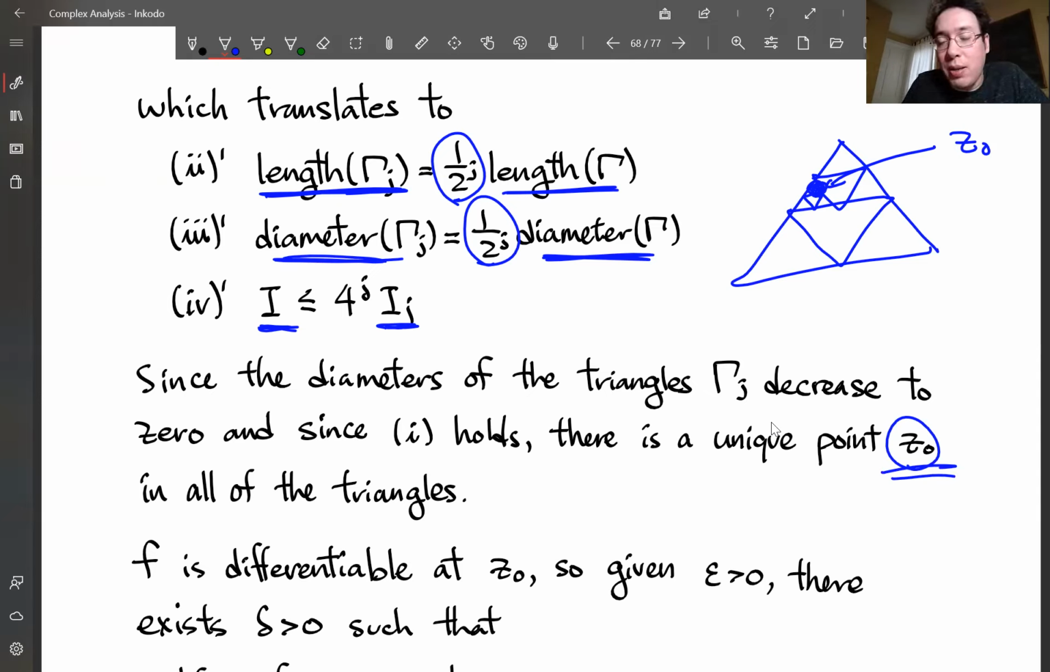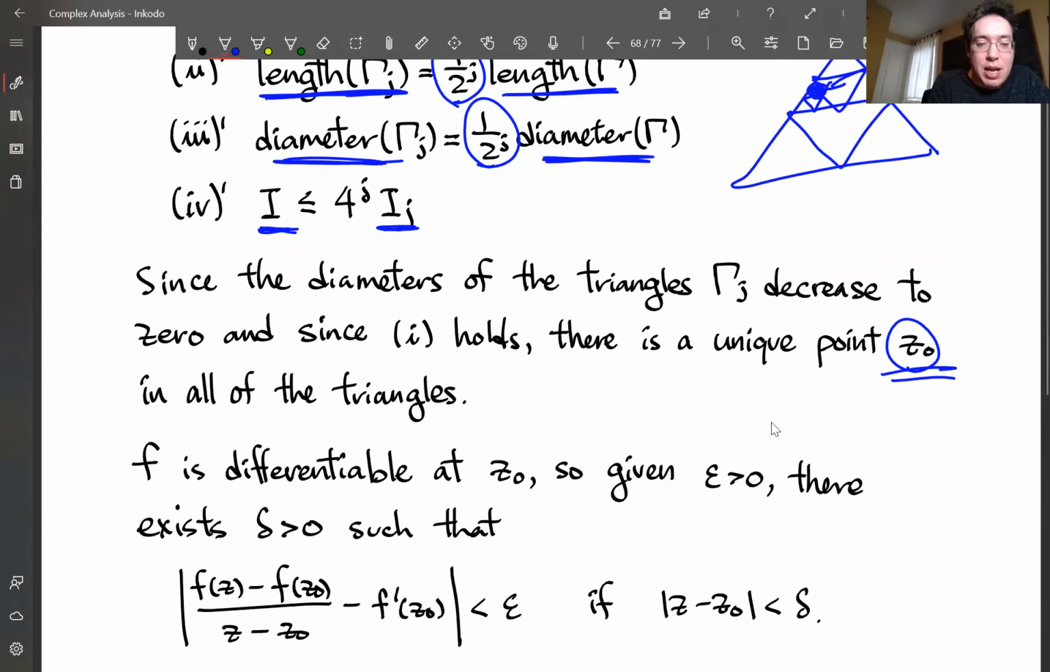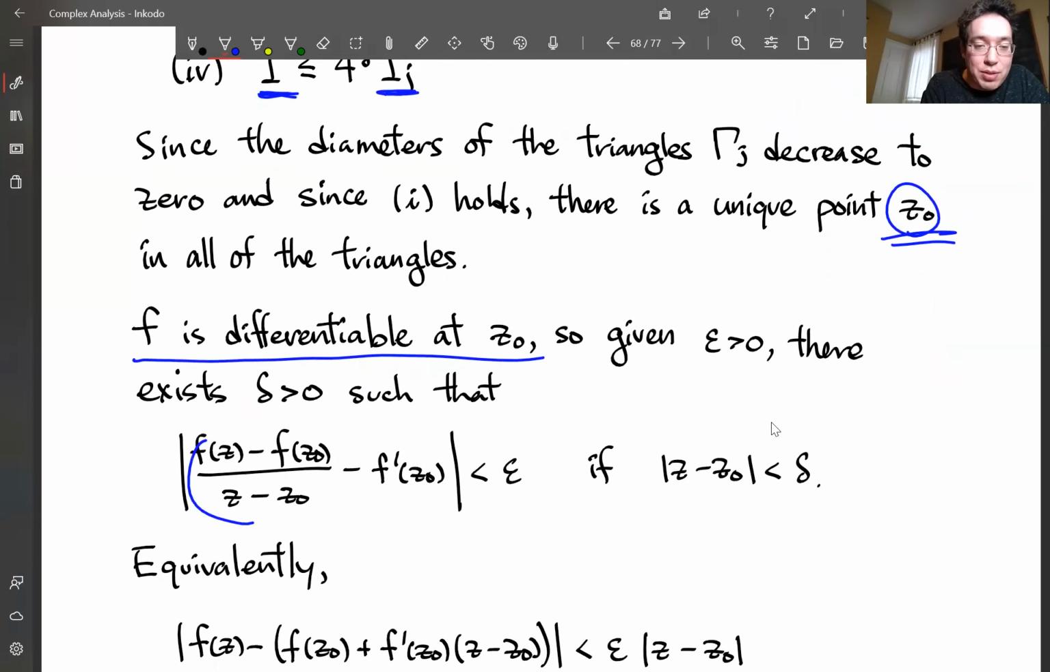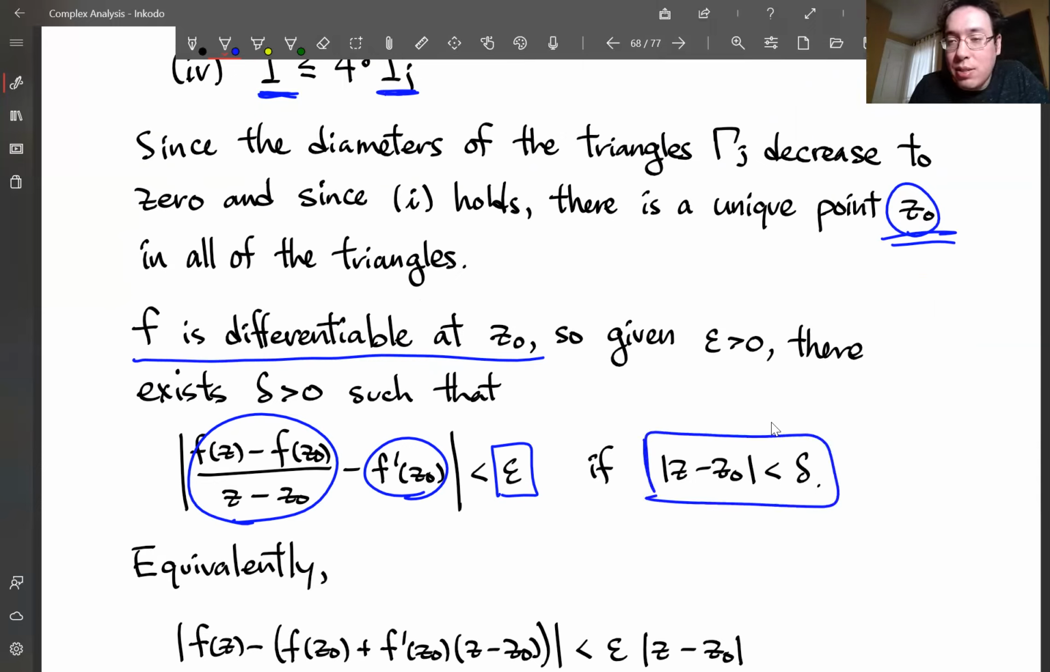And part of the hypothesis is that f is analytic. That's the same thing as saying f is differentiable at that point. So what does it mean to be differentiable? That means that the difference quotient has a limit, right? So the difference quotient minus the derivative at z0 is going towards 0. So they become sufficiently small. Let's just say it's less than some small number epsilon, as long as z is close enough to z0.